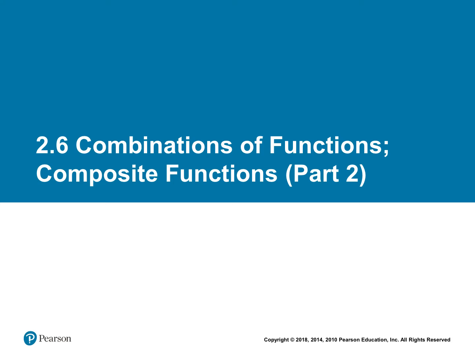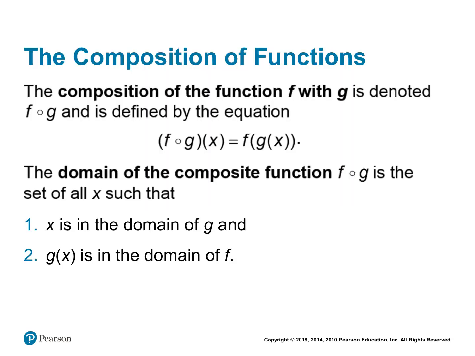In part 2.6, we're going to be specifically talking about composite functions. So the composition of functions, we can have the composition of f with g, and it has this symbol. It almost looks like an O in the middle. So the composition f of g of x means the function f times the function g of x.